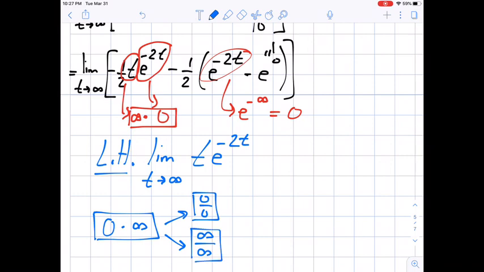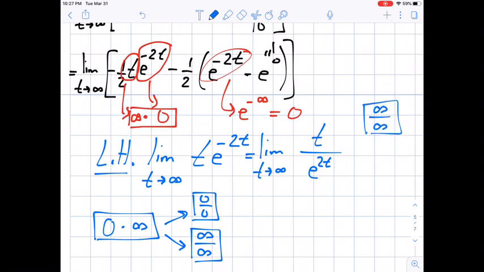How do we do that? Well, all we do is algebraically manipulate it. We choose one of these two functions and we artificially put it into the denominator. So in this case, it's pretty straightforward because one of them already essentially has a negative exponent. So it's just going to be t divided by e to the 2t. And now as t approaches infinity, we've gone from indeterminate form 0 times infinity to indeterminate form infinity over infinity. And so now, no problem, we can use L'Hopital's rule.